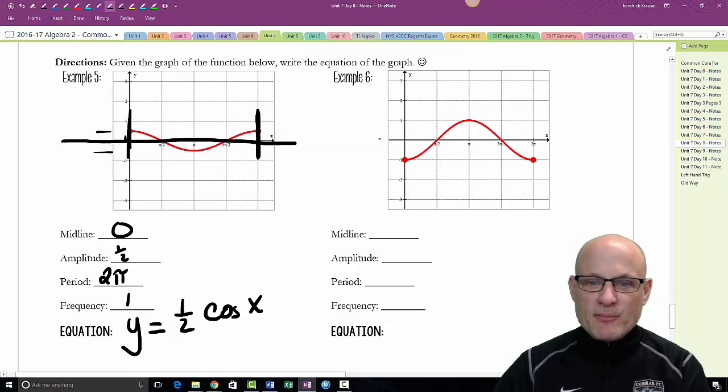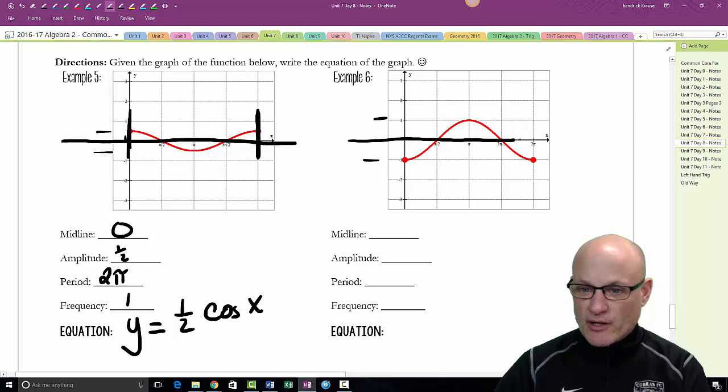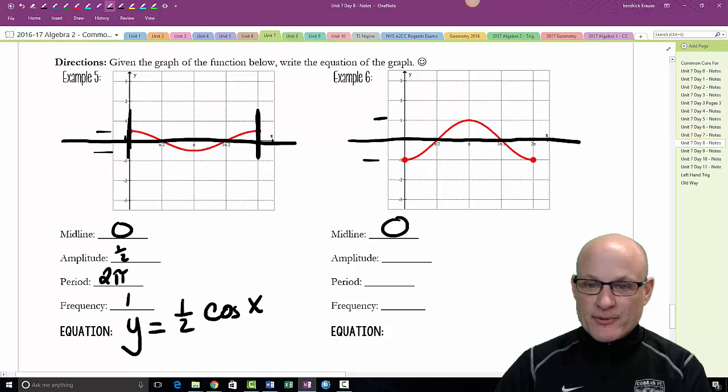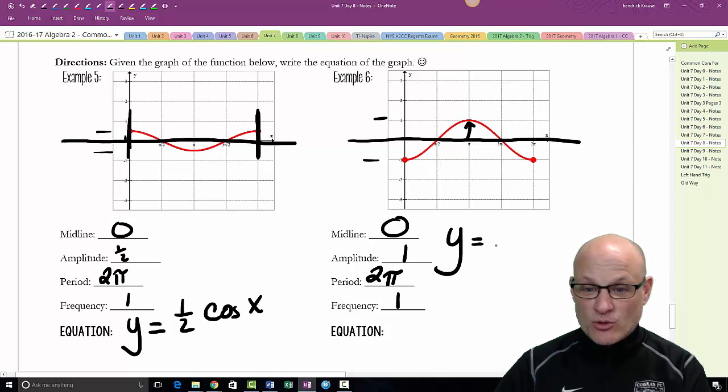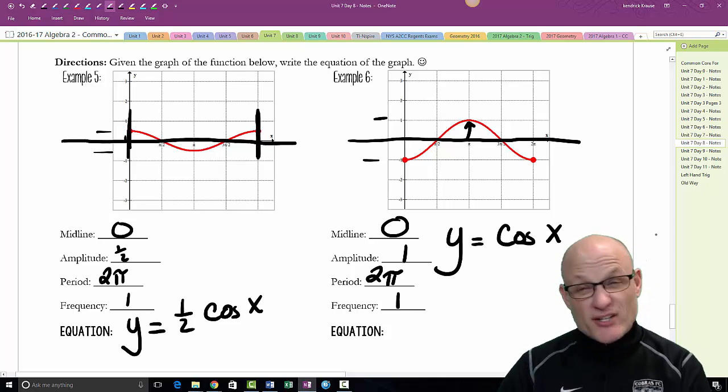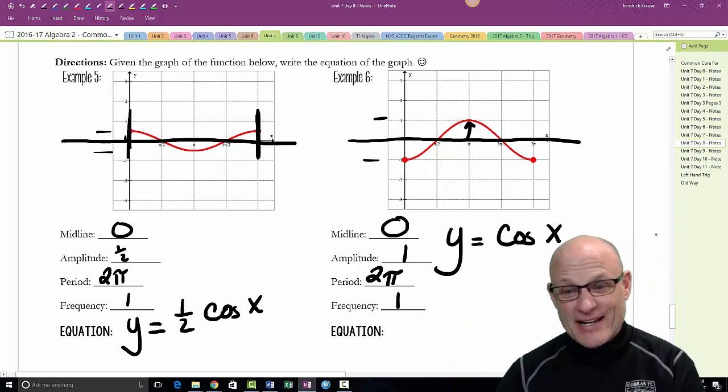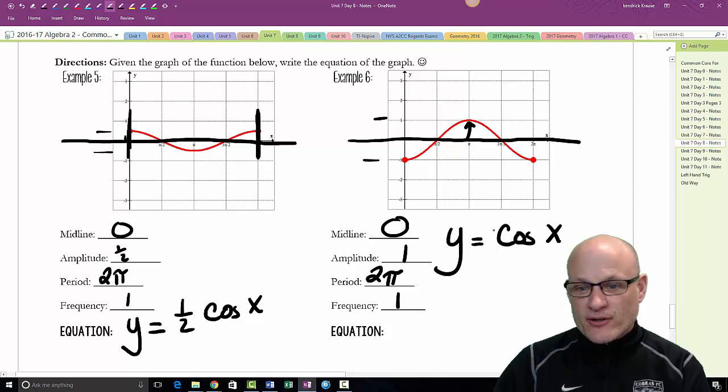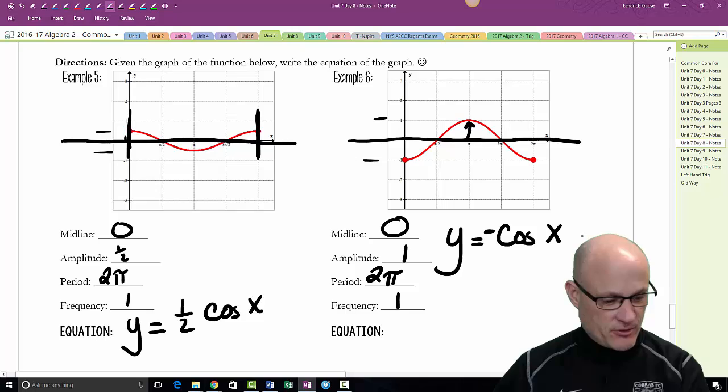All right, let's move on. Halfway between here, top and bottom. Here's the bottom, here's the top. My midline is 0 again. My amplitude is how high did I go up? I went up 1. My period, it took 2 pi to finish, and my frequency is 1. It only finished 1. Now, the only difference with this one is y equals, my amplitude is 1, so that's cosine; I don't need to put a number there. My frequency is 1, so I just put an x. So this is really just the cosine curve, but it's upside down, so it had a reflection in it. Just like before, you put the negative out there for the reflection.